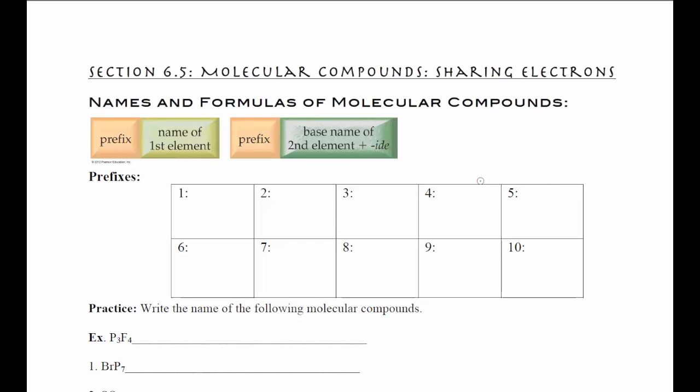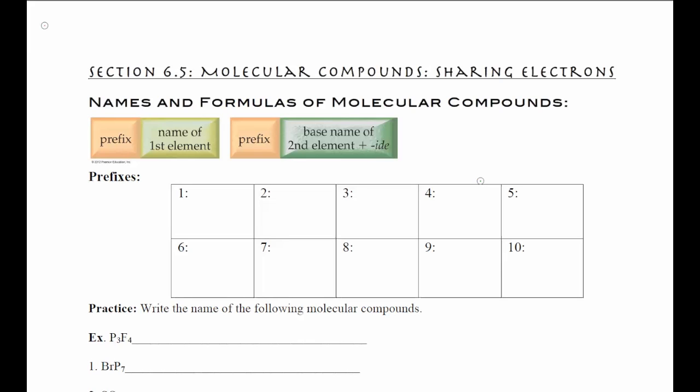In this unit, we've discussed the difference between ionic compounds and molecular compounds, and the difference in their characteristics. Ionic compounds are solids at room temperature because of the strong attraction between the positively charged metal and the negatively charged nonmetal. The positive and negative charges result from the transfer of electrons.